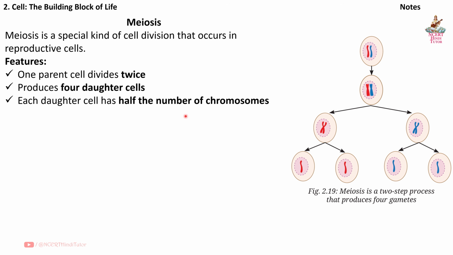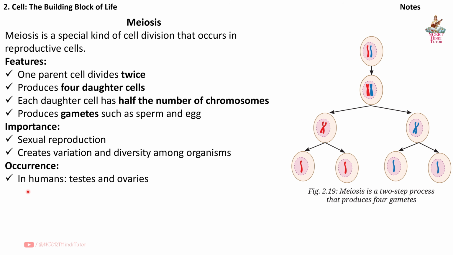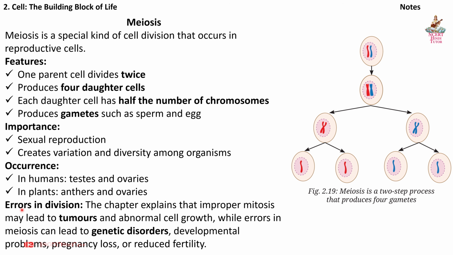Each daughter cell has half the number of chromosomes. Here there are two chromosomes, and there is only one and there is only one. Produces gametes such as sperm and egg. Importance: sexual reproduction. Creates variation and diversity among organisms. Occurrence: in humans, testes and ovaries. In plants, anthers and ovaries. Errors in division. The chapter explains that improper mitosis may lead to tumors and abnormal cell growth, while errors in meiosis can lead to genetic disorders, developmental problems, pregnancy loss, or reduced fertility.